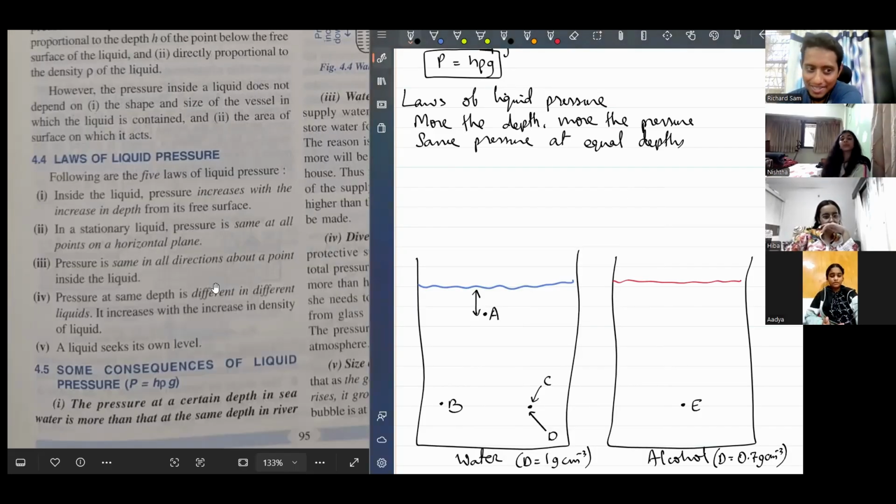Let's read this third point here. The third point says pressure is the same in all directions about a point inside the liquid. So according to that statement, what does it mean? It's the same. Okay, so you might think above this point there is more water and below the point there's less water, but it's not based on that. It's just based on the depth. So at a point, all around the point there'll be the same amount of pressure. That is the third point.